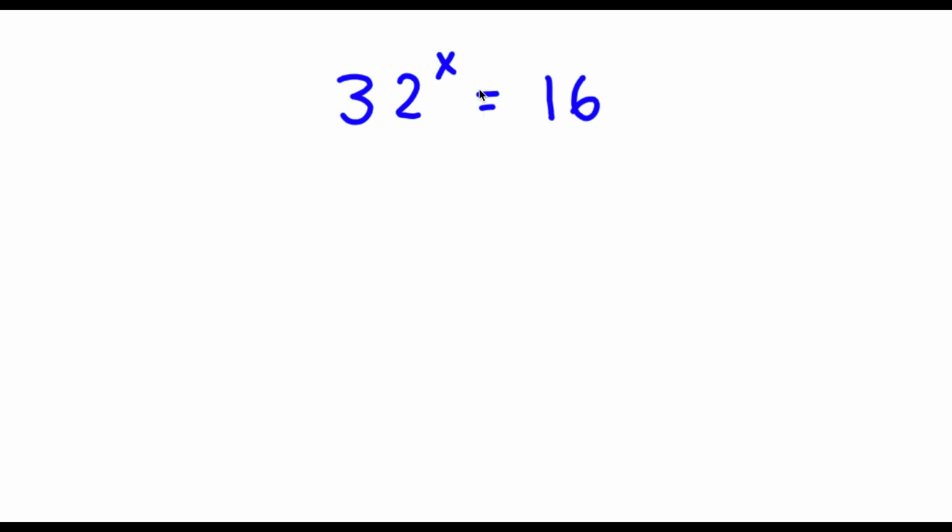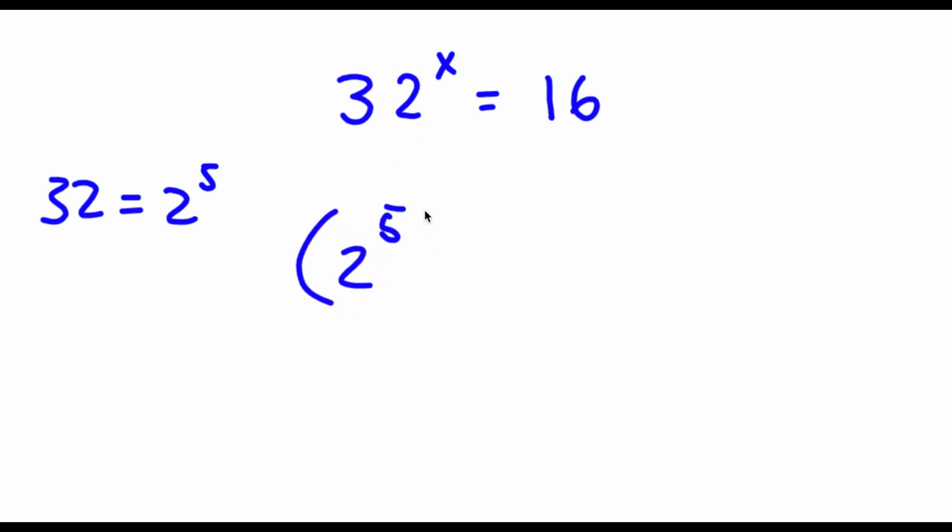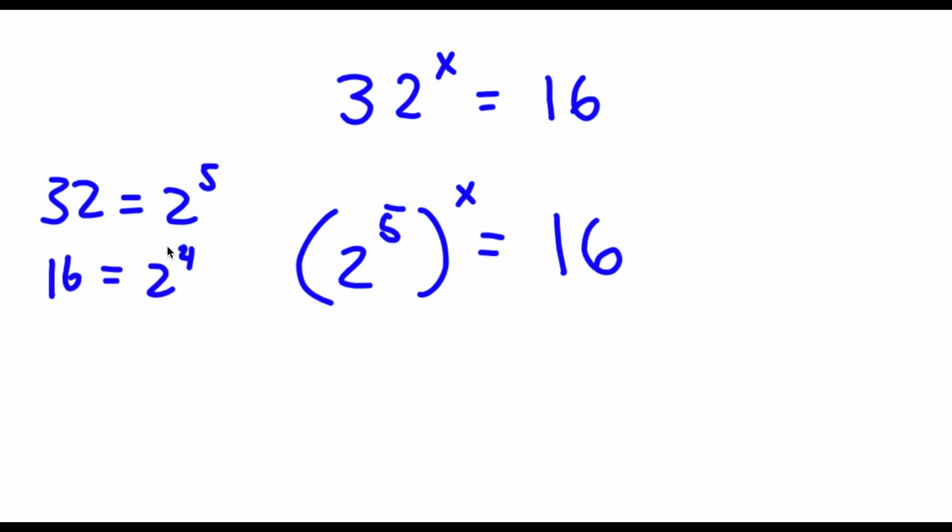Alright, so I have 32 to the power of x is equal to 16. So what I'm first going to do is rewrite 32, because 32 is equal to 2 to the power of 5. So now if I substitute in 2 to the power of 5 for 32, I get 2 to the power of 5 to the power of x is equal to 16. Now, if 32 is equal to 2 to the power of 5, then this means that 16 is equal to 2 to the power of 4, because 32 divided by 2 is 16.